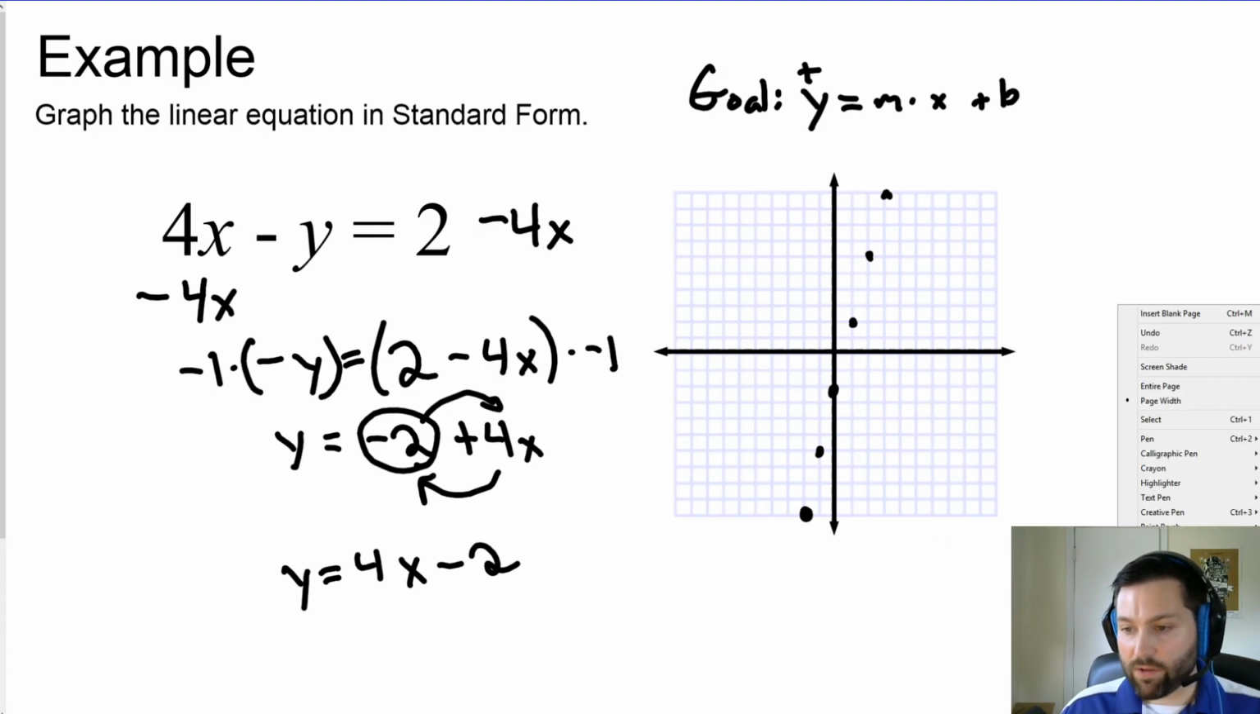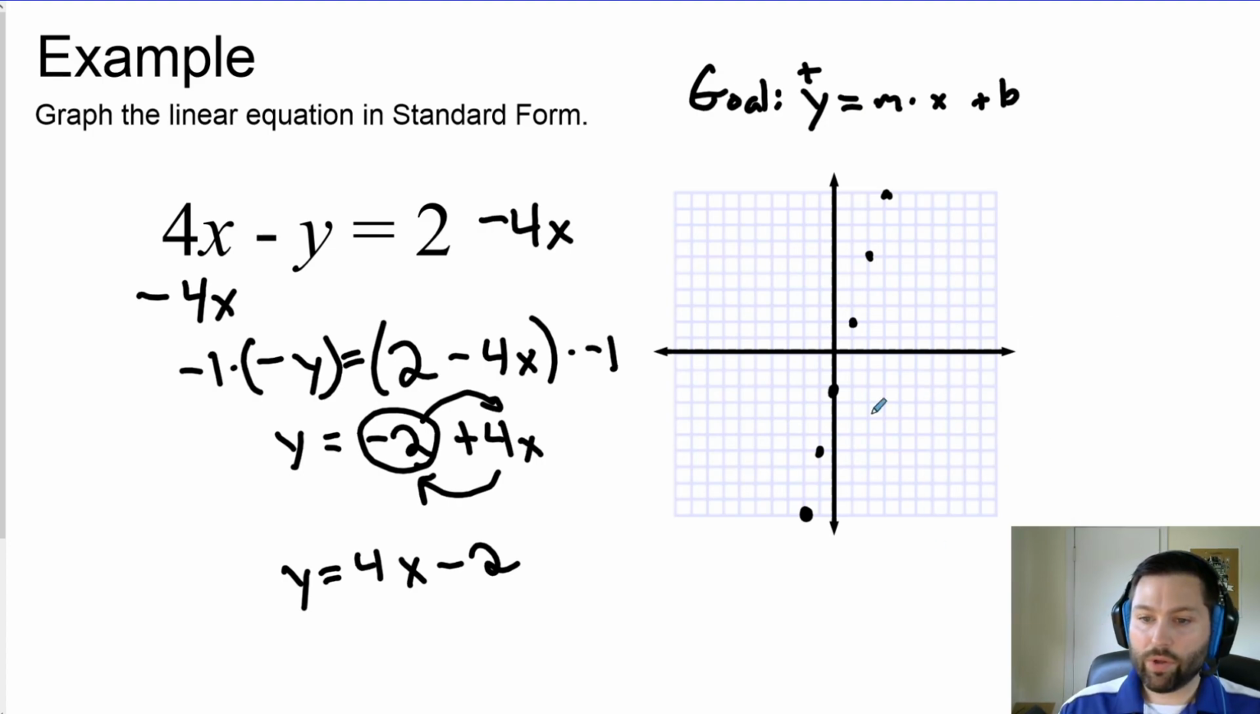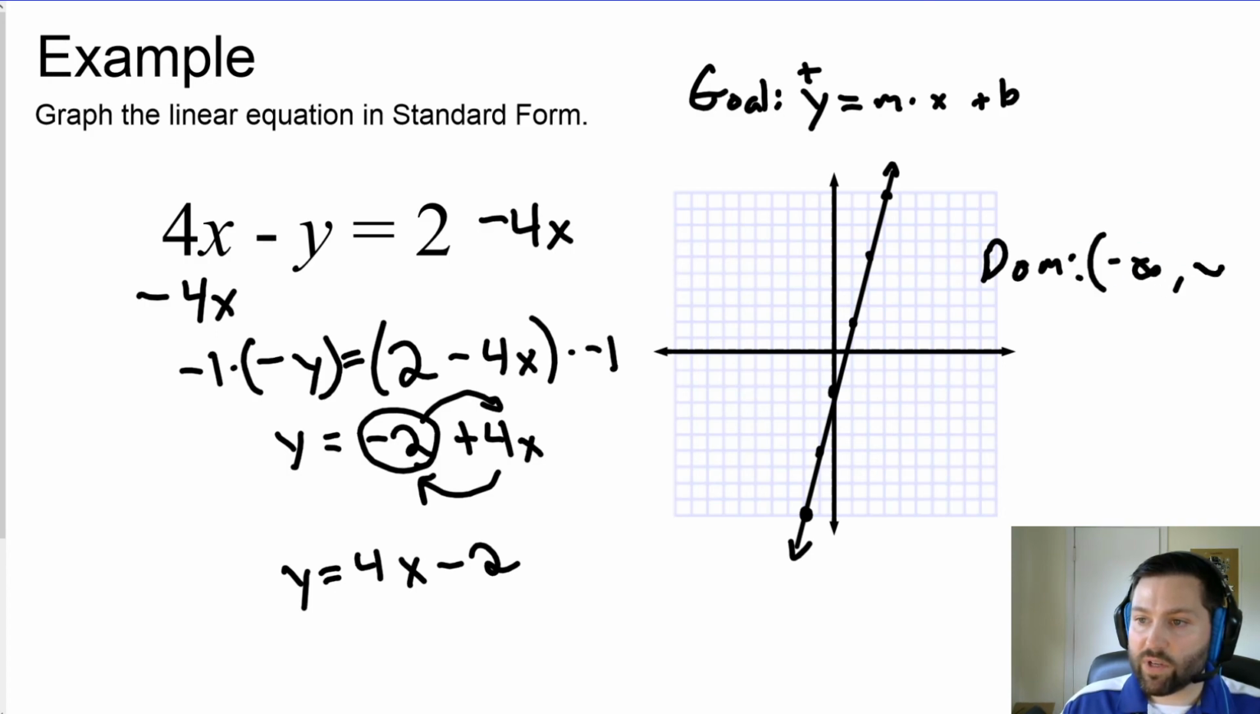So off the graph is kind of like the old way to think about it. How I want you to think about it is it's outside of our viewing window. So now on the end of my linear equation go these arrows to represent that, again, the domain is negative infinity to infinity. Left, right, and the range, the up, down, is also negative infinity to infinity.